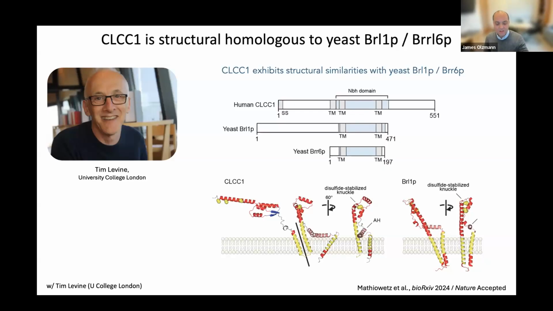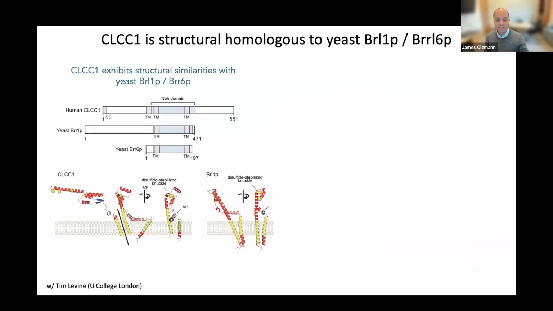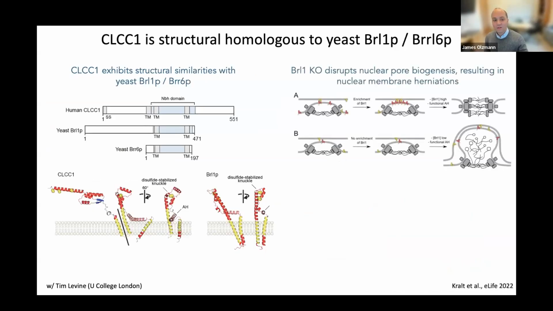So we became very interested in what BRL1 and BRL6 do. And these have been studied by Karsten Weis's group at ETH Zurich and others. And what they had found is that BRL1 and BRL6 cooperate to mediate membrane fusion, at least this is the model, for insertion of nuclear pore complexes.